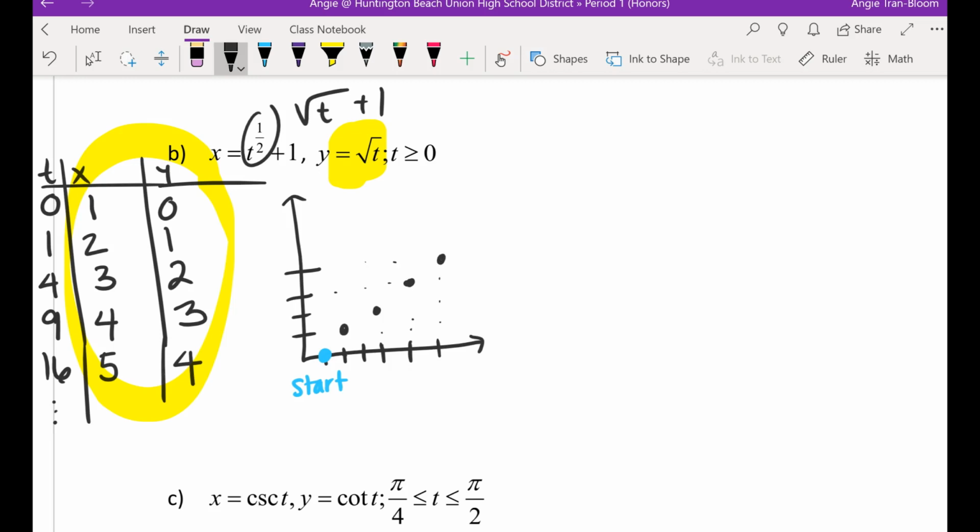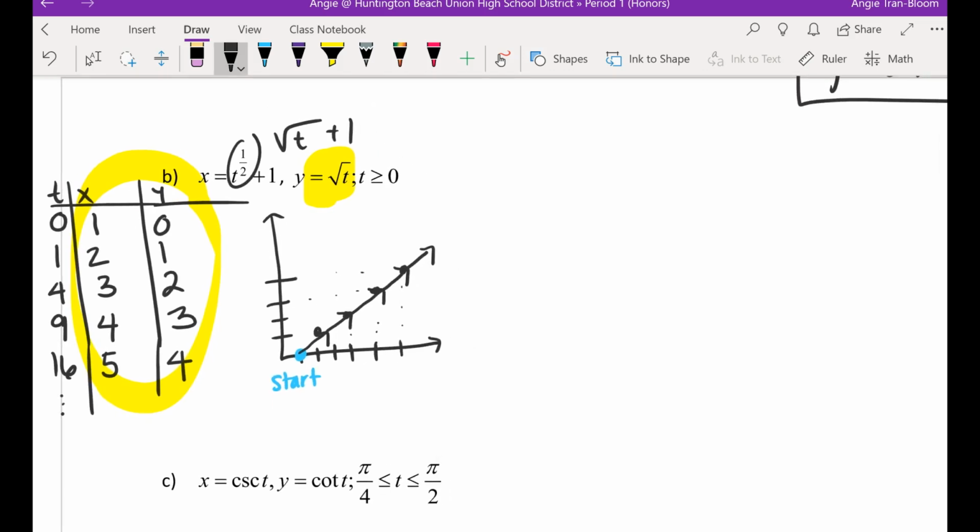Remember, we don't stop here because the time is not restricted. We just stop right here because we don't want to go any further. And we need the arrow for direction. If you're not listening right now and you don't have your arrow, you will get it wrong on your test. Then we are going to use it to change to a rectangular equation.